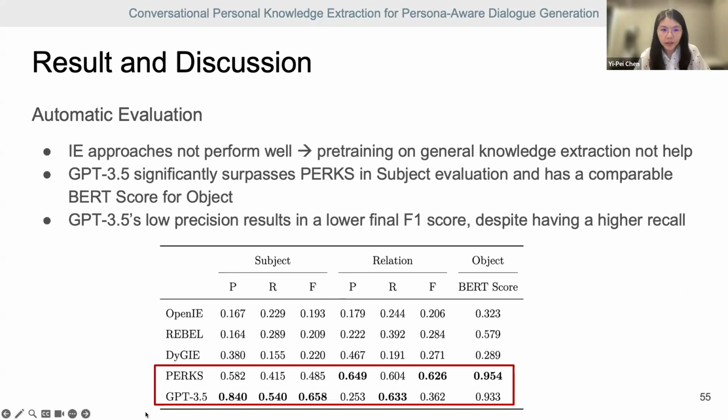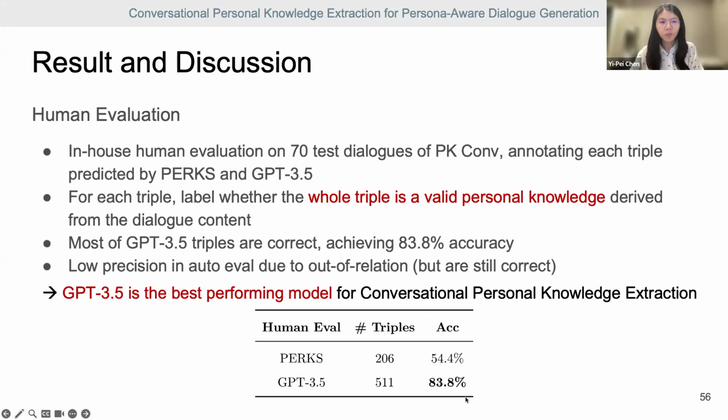The results show that GPT 3.5 and our fine-tuned model outperform the conventional IE approaches by a large margin, suggesting that pre-training on general knowledge extraction does not benefit personal knowledge extraction. Also, GPT 3.5 is better than or comparable with PERKS in subject prediction and object prediction. However, we found that the precision of the relation is very low. So we further conducted a human evaluation, which evaluates the whole triple as to whether it is valid personal knowledge or not, instead of evaluating each item in the triple. And we found that the accuracy of GPT 3.5 is much, much higher than PERKS. So we conclude that GPT 3.5 is the best performing model for this task.